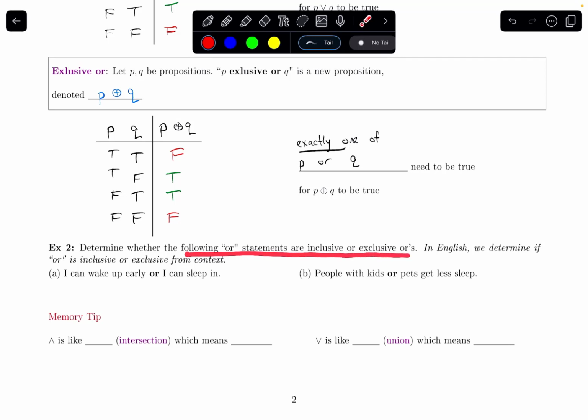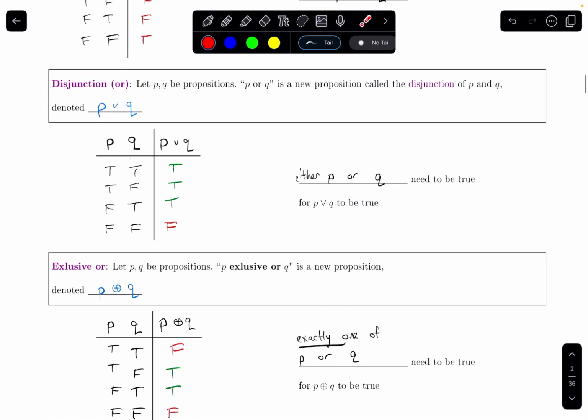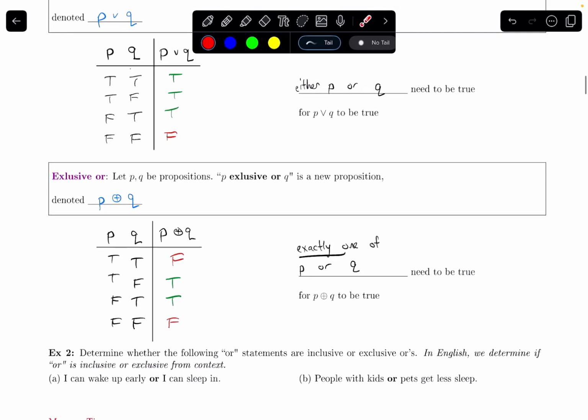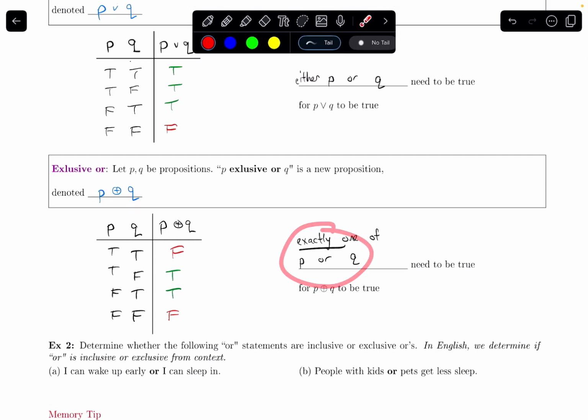Okay, so let's look at an example where we distinguish between these or statements and whether they're inclusive ors or exclusive ors. In English, when we have sentences written down, we determine if the or is inclusive or exclusive from context. So this first or, my disjunction, is an inclusive or, which means even when both of them are true, it's still considered to be true. Another way to say that is an inclusive or means either P is true or Q is true or both of them. That's fine. But for an exclusive or, it's got to be one or the other, but not both.